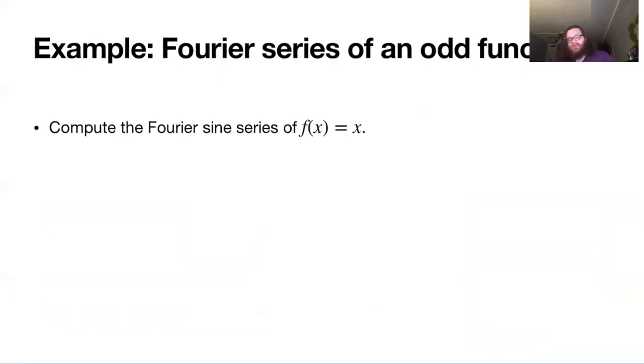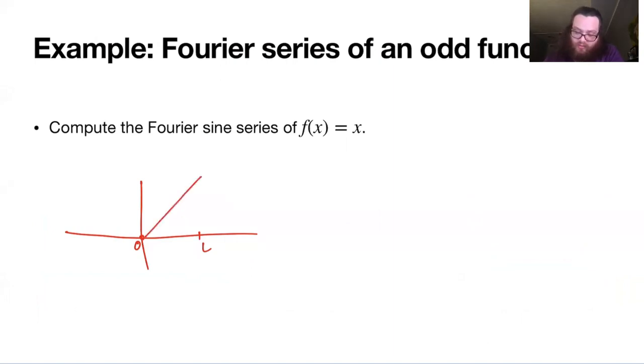So let's look at another example. Here we want to compute the Fourier sine series of f of x equals x. So how do we interpret what we're given? This is saying compute the Fourier series with just sine pieces.